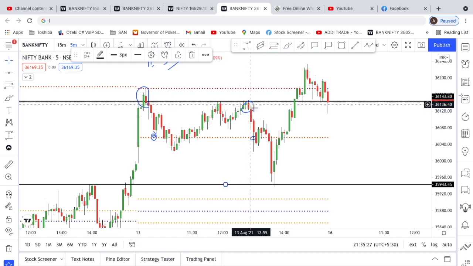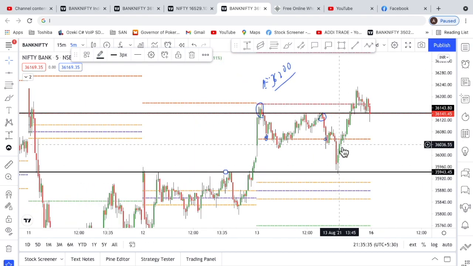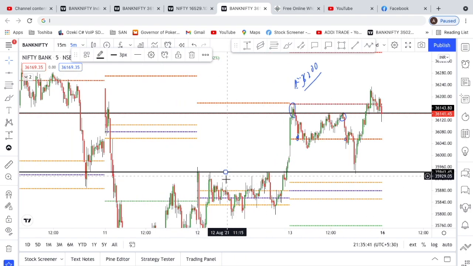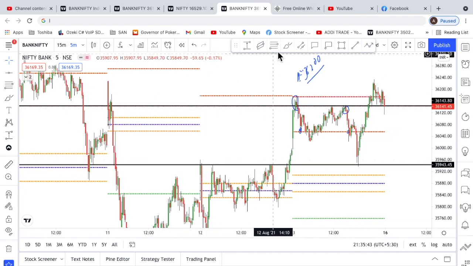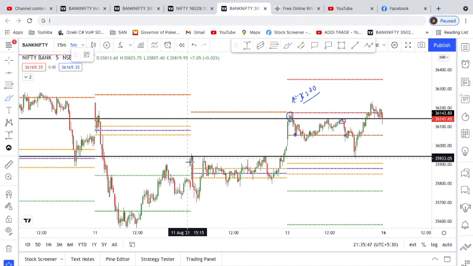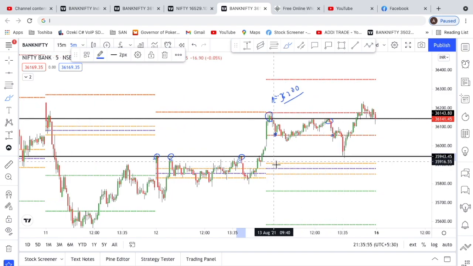So we shorted here and the first target was R2. In this case, yes, we did wait to reach the CPR, but you see this price action over here. Over here, we have taken support so many times. Let me just zoom this out. We have taken support here, resistance here, and here.